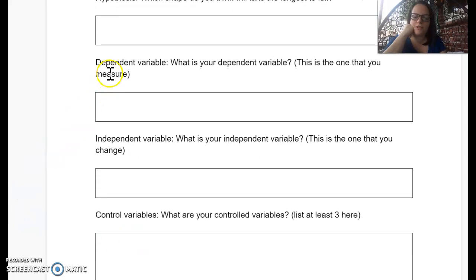So what is your dependent variable? And this is the one that you measure, just write it in there. Independent variable, what is your independent variable? This is the one that you change. And controlled variables. What are your controlled variables? And you need to list at least 3 here.